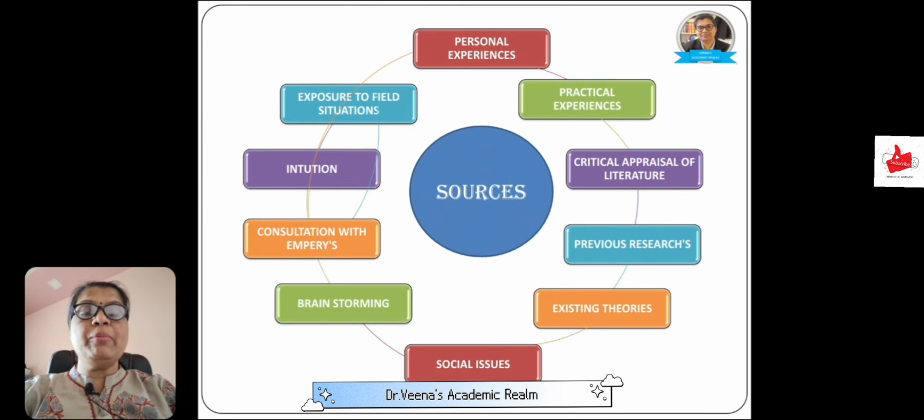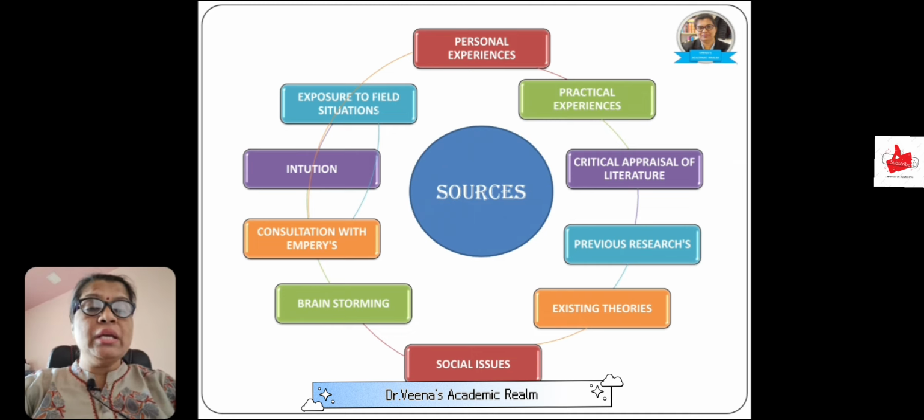So here, as per the slide, there are different sources. First is personal experiences, practical experiences, then critical appraisal of the literature, then exposure to the field of different situations, intuition, consultation with the experts, through which we can find the problem statement, then brainstorming, social issues, existing theories. These are the many aspects, or we can say sources, of finding the problem statement for the research study.